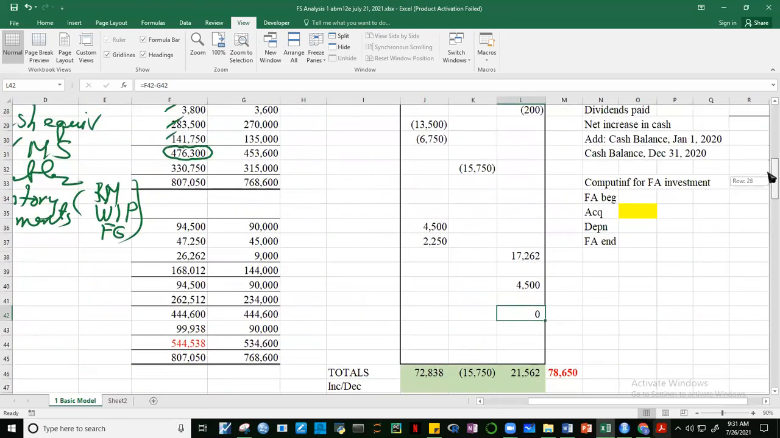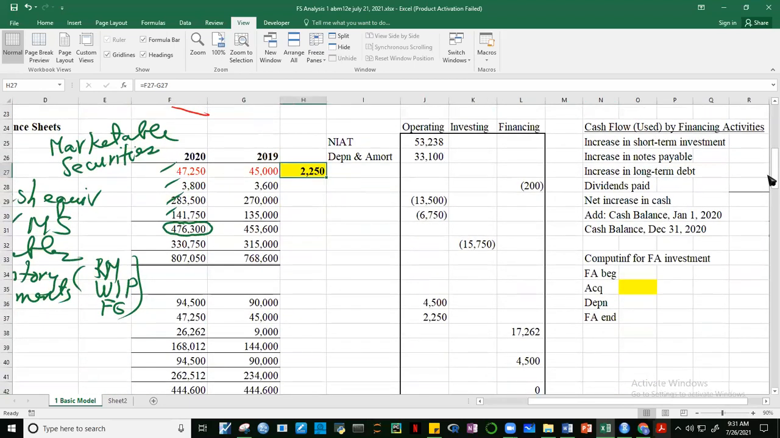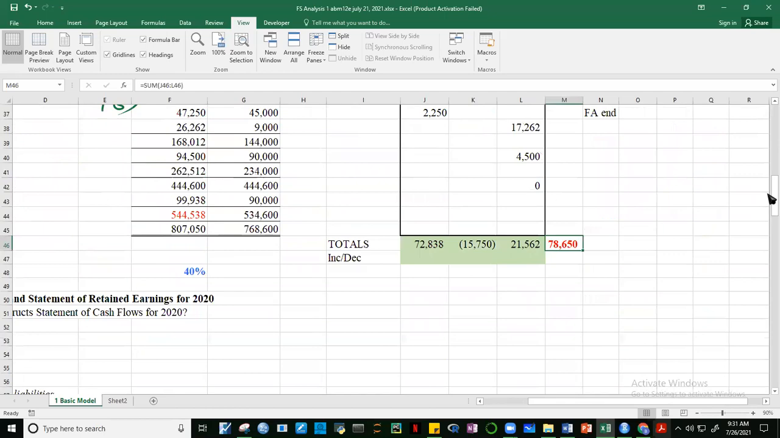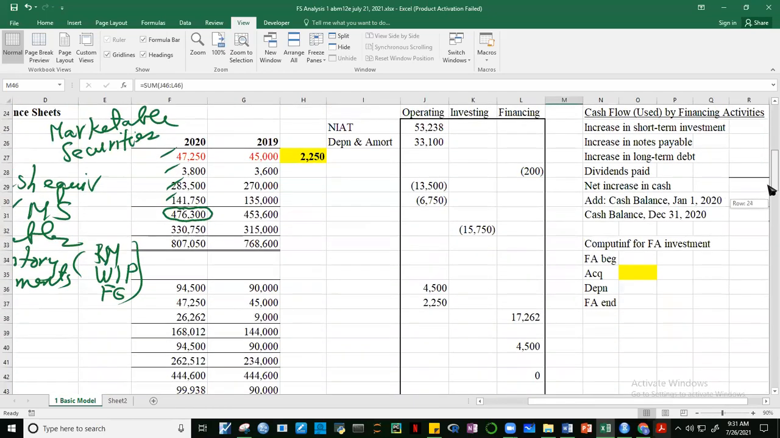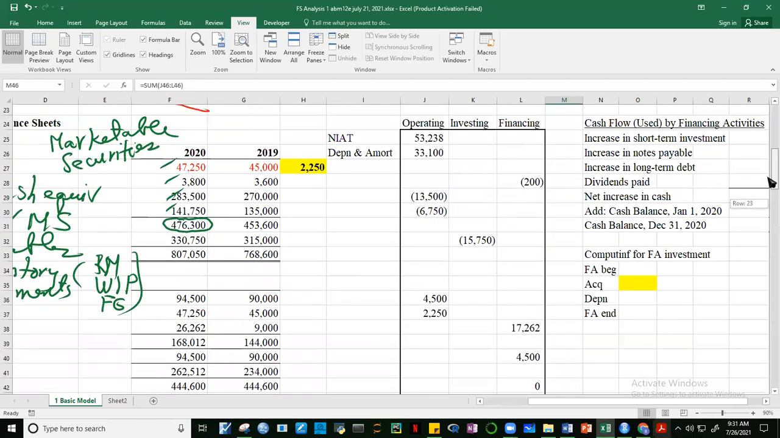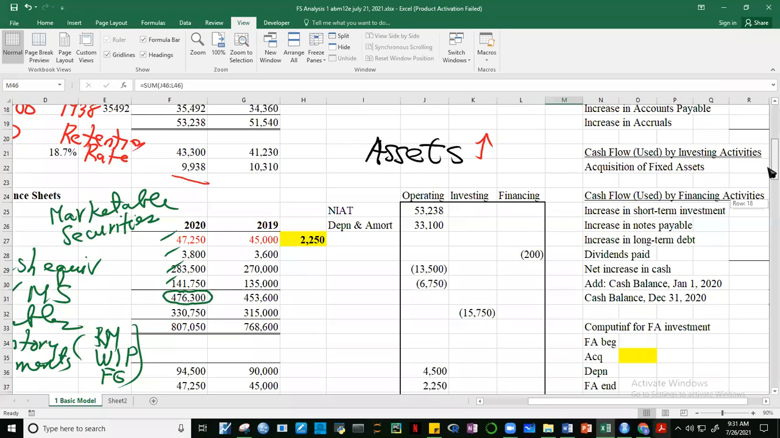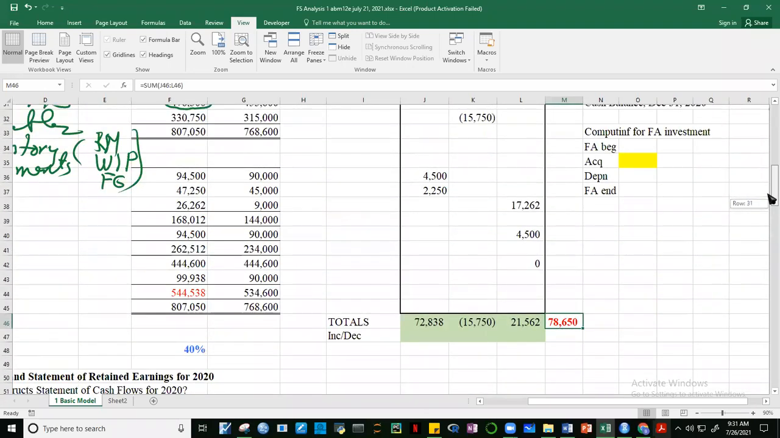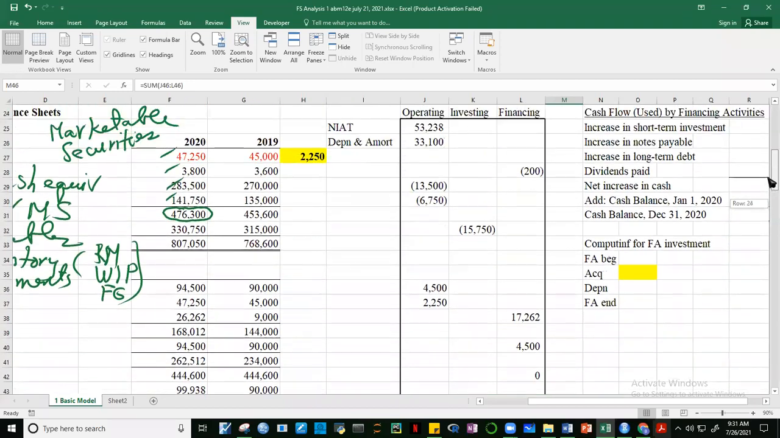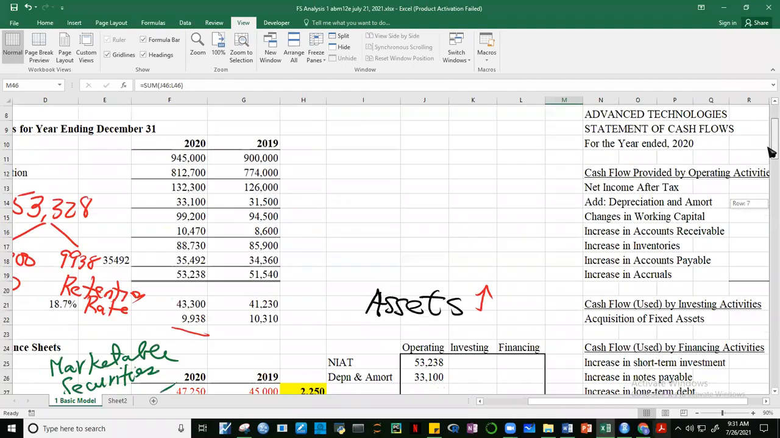All right. Now, may problem tayo kasi 2,250 to tapos 78,650 to. So how do we now address this? Meron tayong discrepancy ng malaki, no? Mga 76,000. So, saan manggagaling yun? Dapat equal sila, guys.